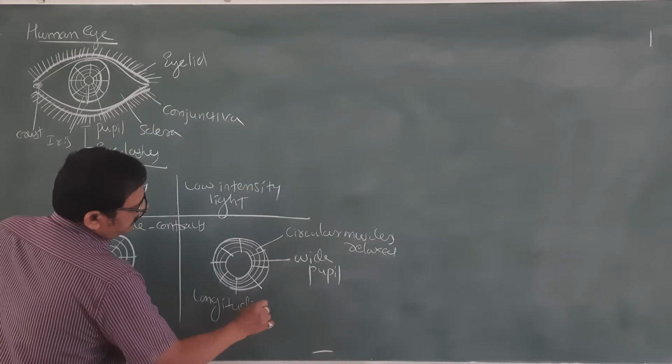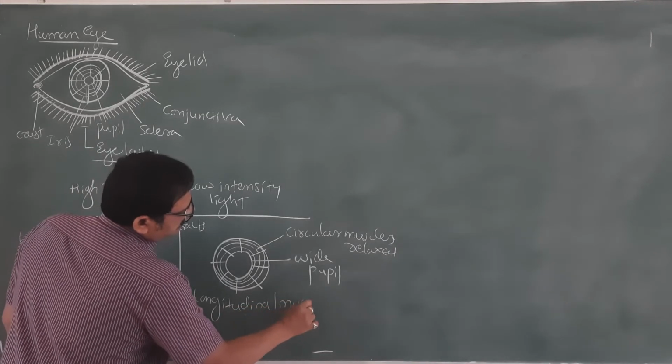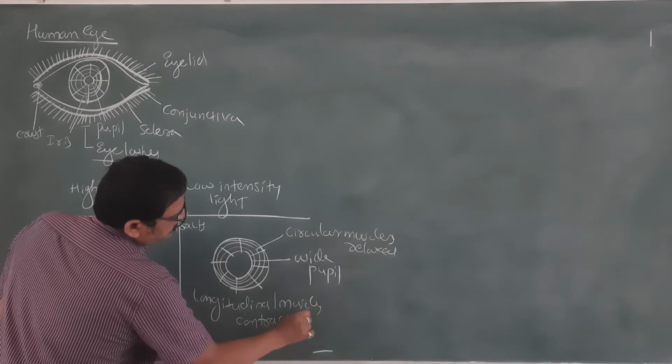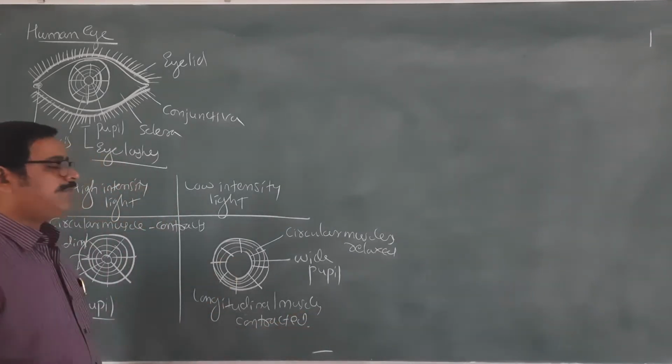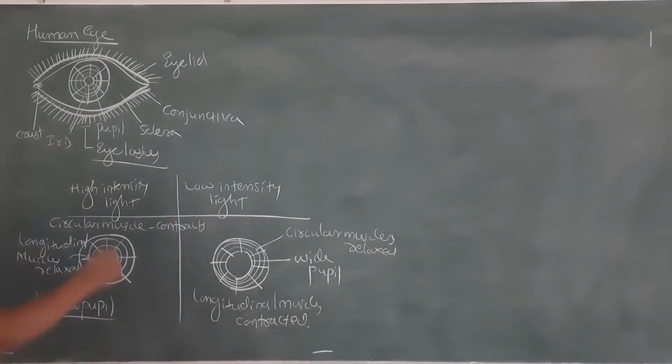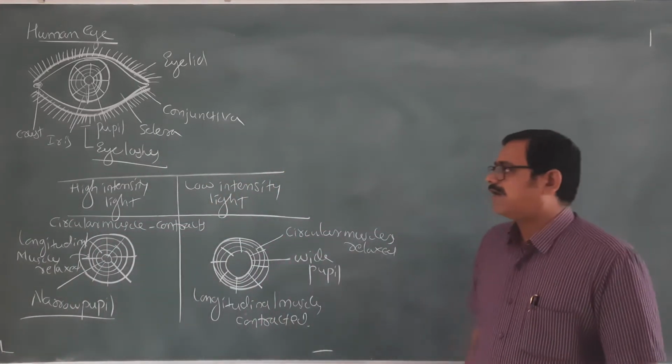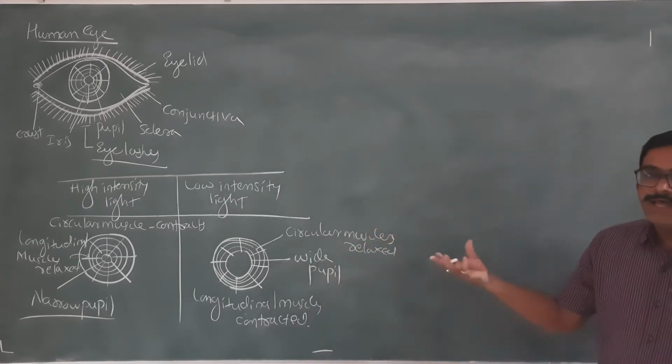Longitudinal muscles contracted. As a result, what happens? The pupil is wide and allows more light to enter.